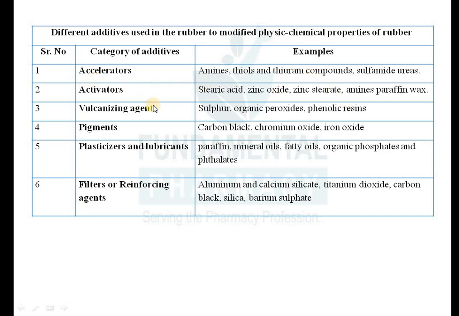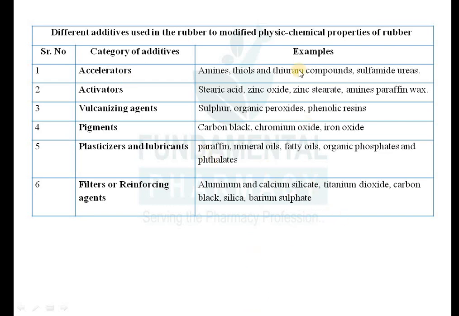Then what do you mean by activators? Stearic acid, zinc stearate, zinc oxide, amines, paraffin wax, they will act as activators. They will activate the process of vulcanization. Then what are the vulcanizing agents? They cause cross-linking between the isoprene polymer units of the rubber. The vulcanizing agents used in rubber are sulfur, organic peroxides and phenolic resin. A lot of times they ask questions on this: which one is the accelerator, which one is the activator, which one is a vulcanizing agent used in rubber? So you have to learn this chart by heart.